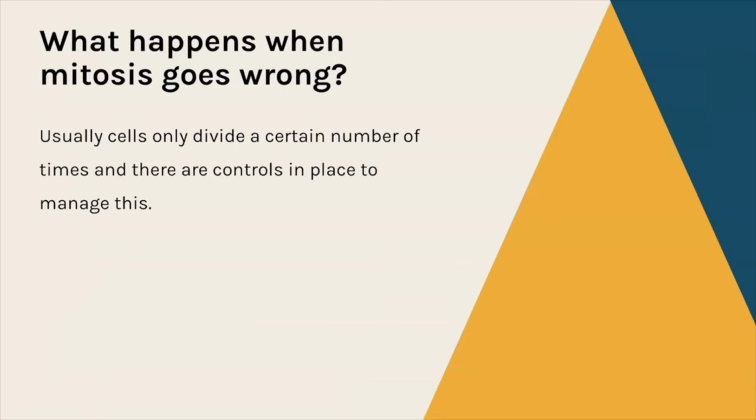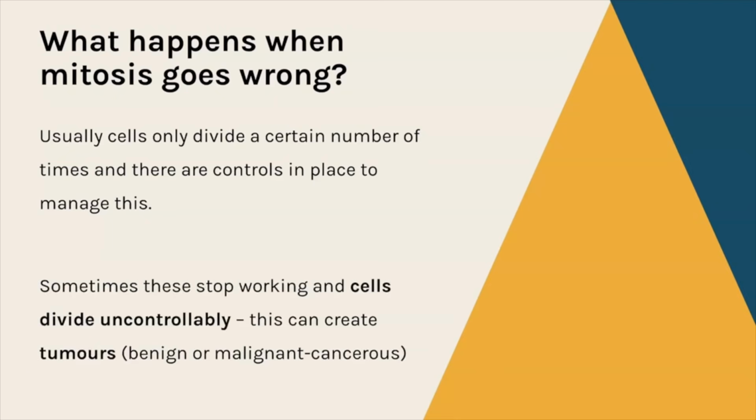Now, sometimes mitosis does go wrong. Usually, mitosis happens absolutely as it should because there are controls in place to make sure that your cells are replicating only when you need new cells and at a speed that is appropriate. However, sometimes those controls stop working. And that will then mean that a cell can divide uncontrollably by mitosis, and you end up with far more cells than you actually need.